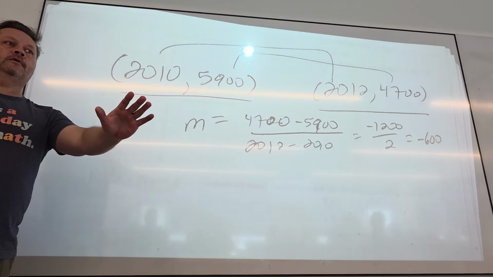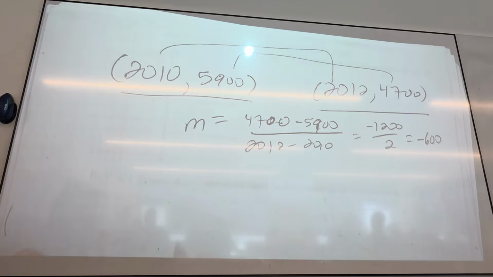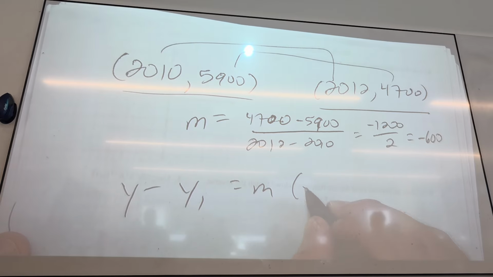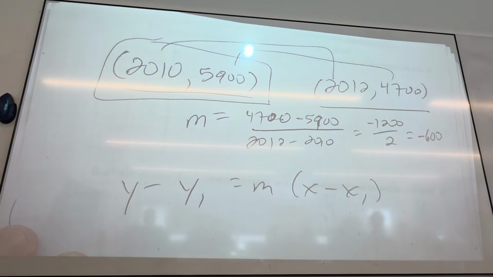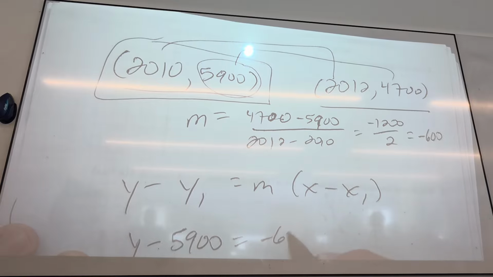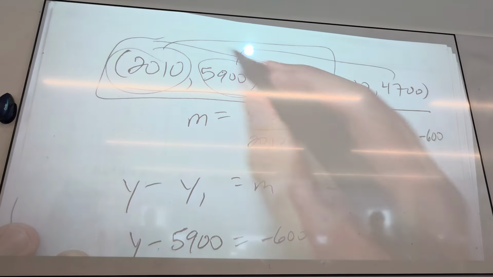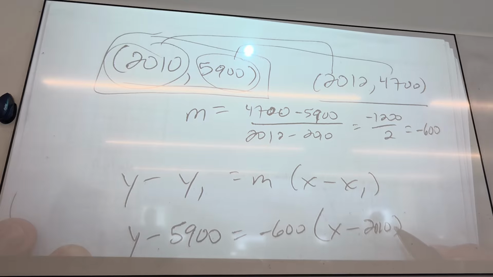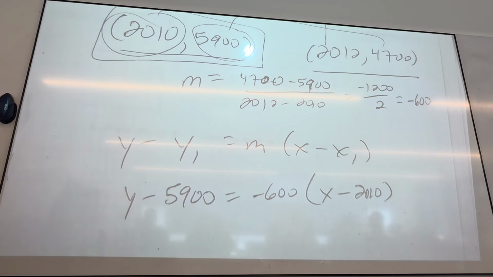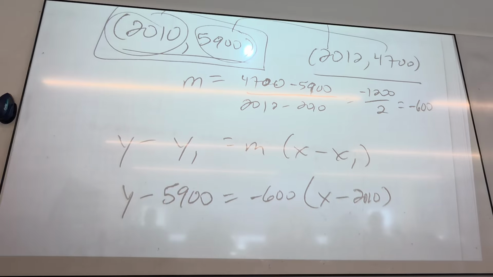So that's my m, and now I can do y minus y1 equals m times x minus x1. With 2010, 5,900, sure, we could use this point here. It doesn't matter, you could use either point. y minus the y piece equals m times x minus the x piece. Jeff, you're almost there, my friend. There we go. Not the year 210. 2,300? What do you mean?